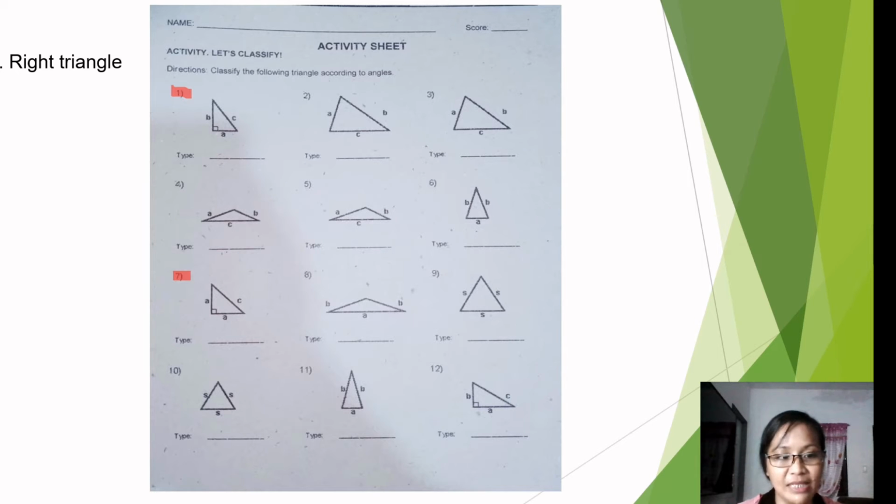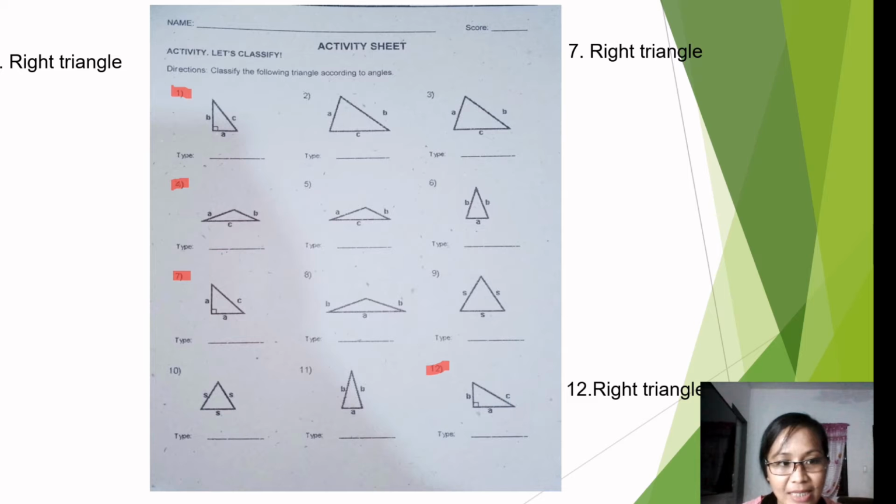Okay, number 7 is also a right triangle since there is a small square here. That means 90 degrees. So number 7 is also a right triangle. Number 12 is also a right triangle since there is a small box here. That means 90 degrees. Therefore, number 12 is a right triangle.